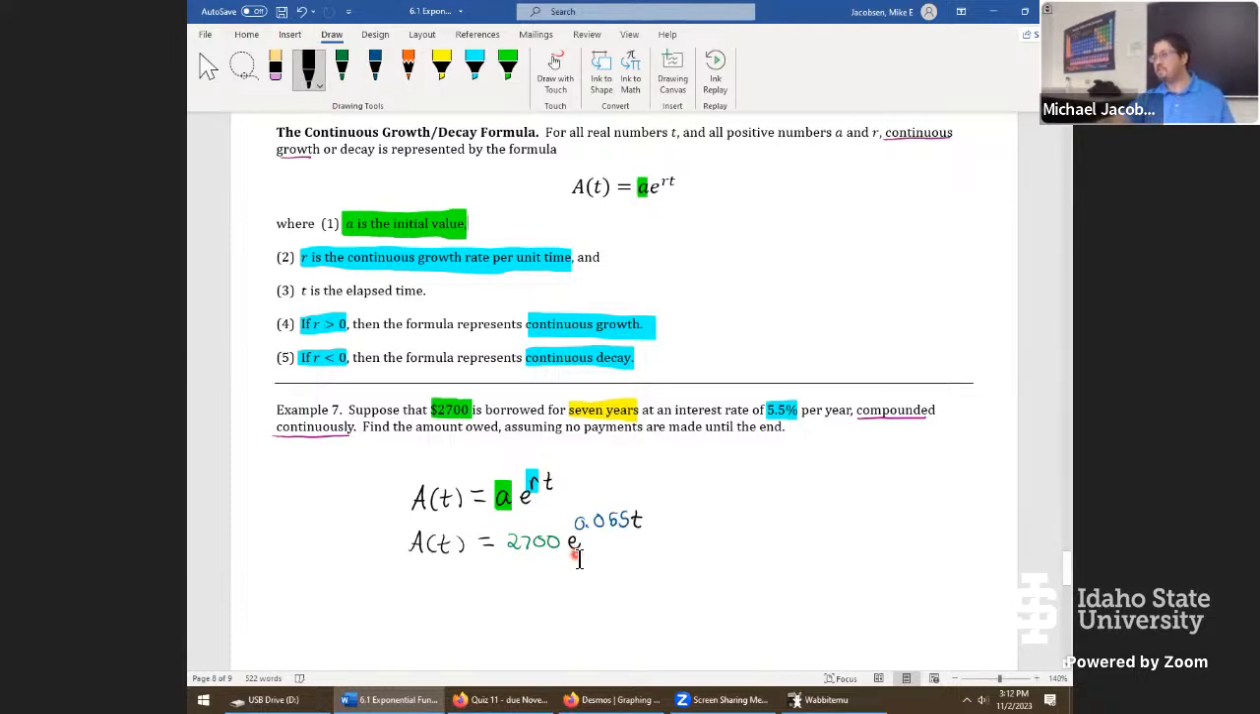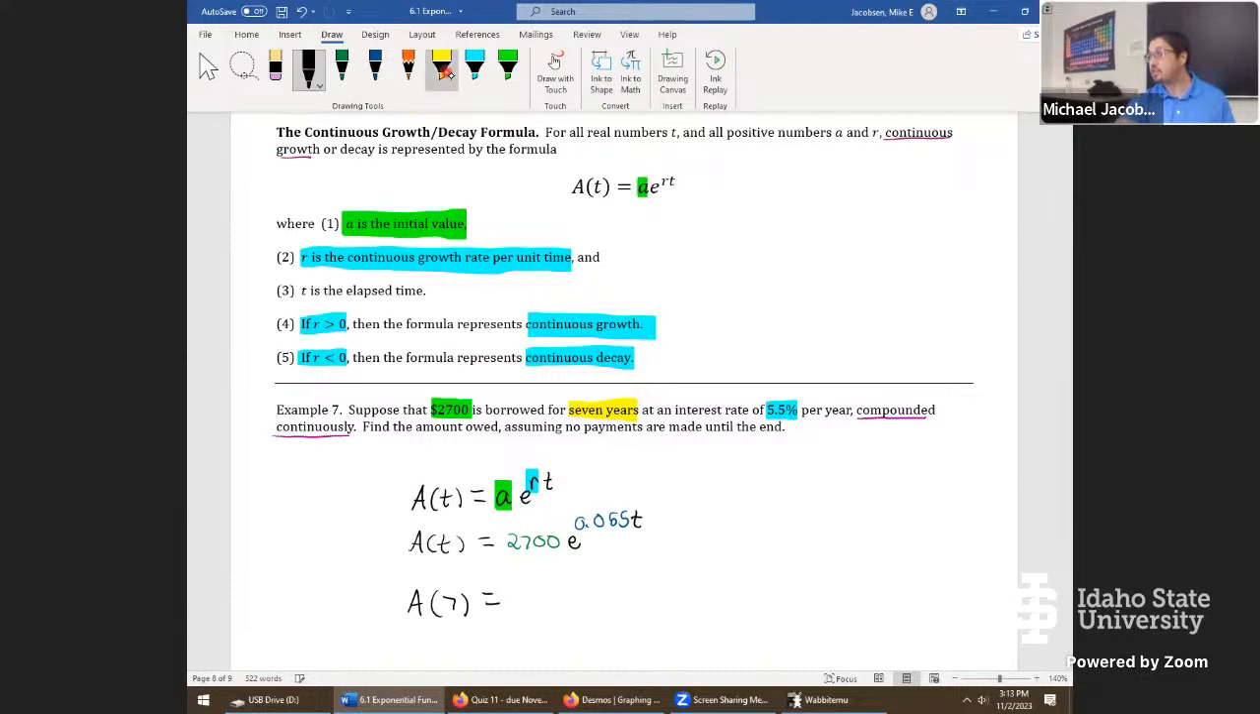And the good news about this is, honestly, it's just faster to put into your calculator anyways. So if you see something that's compounded continuously or growing or decaying continuously, this is easier than the compound interest formulas we were using earlier. We want to know, well, it said find the amount owed, assuming no payments are made until the end, and it's been borrowed for 7 years. So now we're getting to the answer.